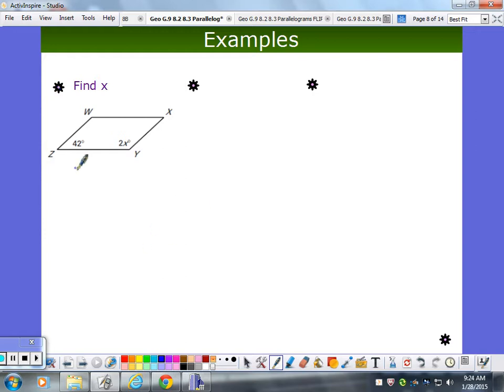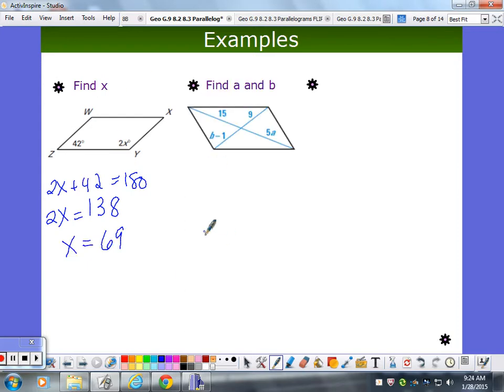Find x. Well, what kind of angles are these? Consecutive. What do I know about consecutive angles in a parallelogram? They are supplementary. So 2x plus 42 has to equal 180. Subtract 42 from both sides. Okay, 138. Divide that by 2. 69. That's 69. So that makes supplementary angles.